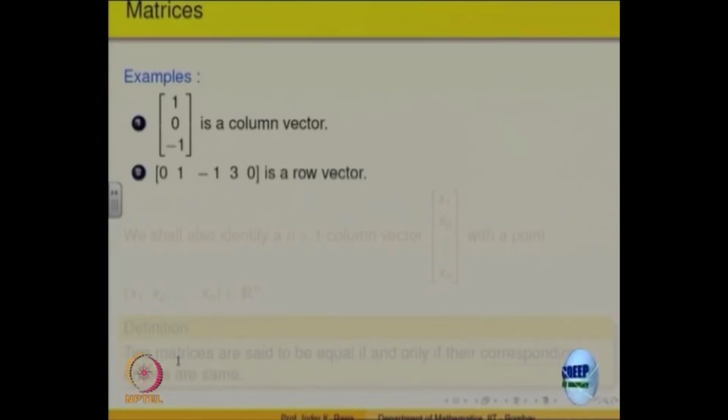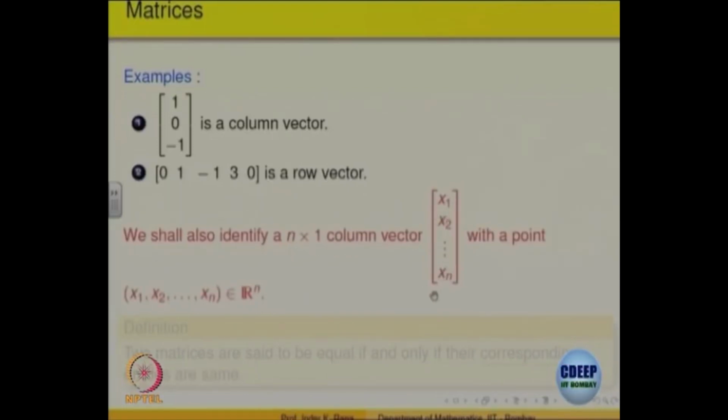Later we will also do one thing: an n cross 1 column vector, with n rows and 1 column, we will sometimes identify as a point in R n. So, column vectors will also be identified as points in the corresponding R to the power n. This kind of identification we will also do when we want to simplify things.